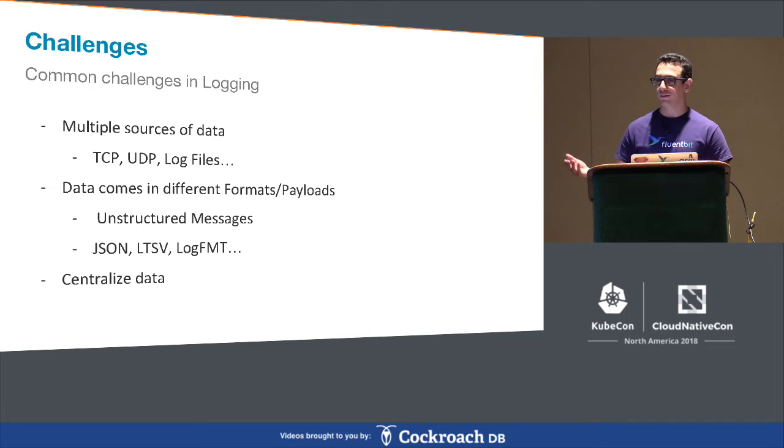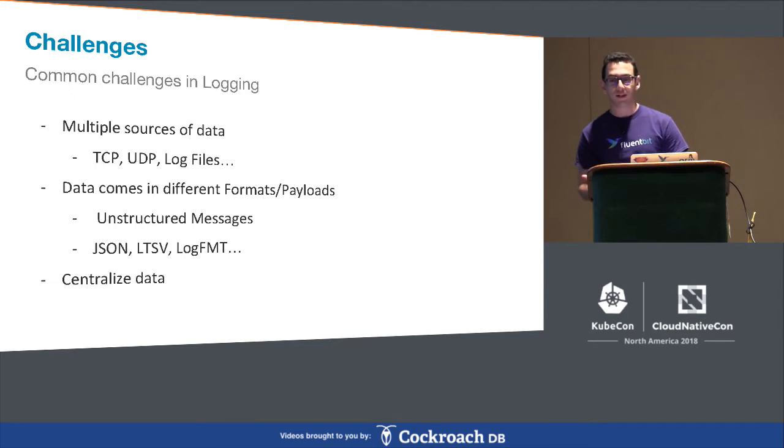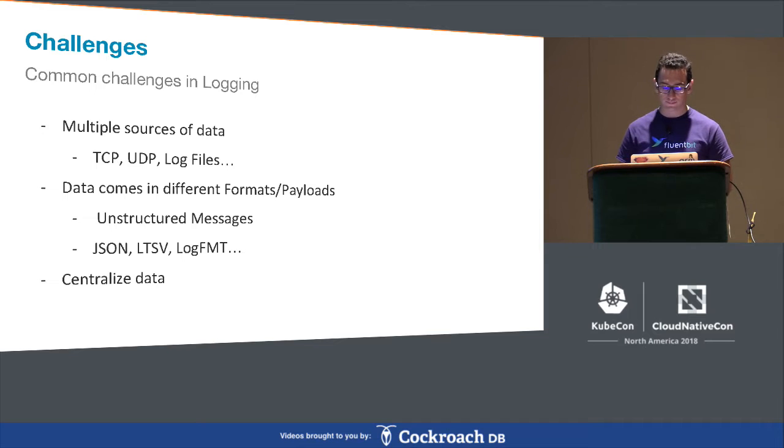The challenge with data analysis comes from the fact that the data comes from multiple sources of information. This comes from TCP, UDP, log files. We talk about log files, but anyway, they are a stream of data. And this data comes in different formats: unstructured messages, JSON, LTSV, or any kind of format a developer invented on their own. So we get a lot of problems. But in the end, the challenge is how do you correlate all this data coming from different places, in different formats, in one central place, because we want to do data analysis.